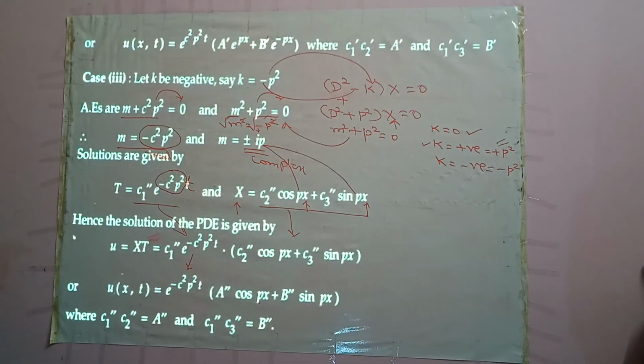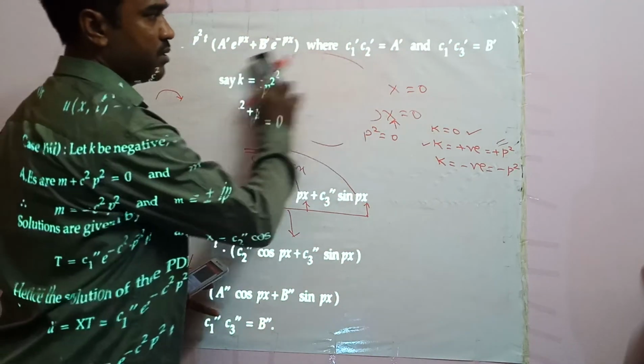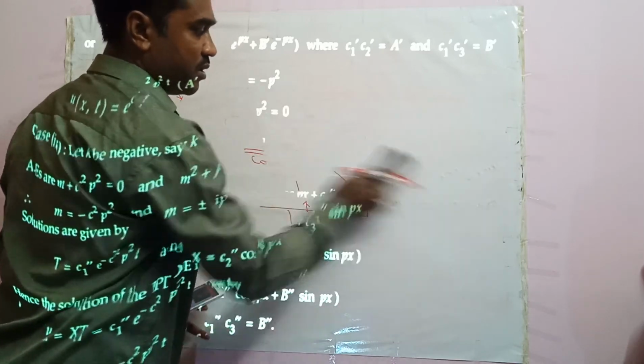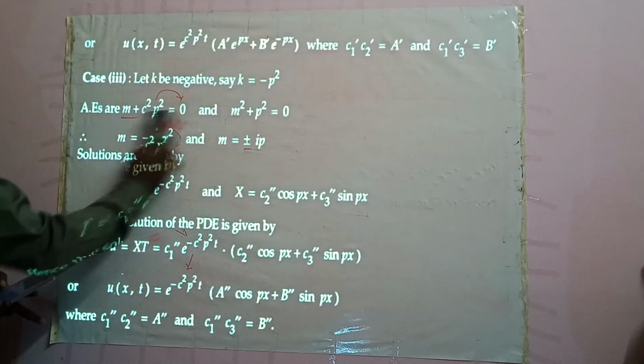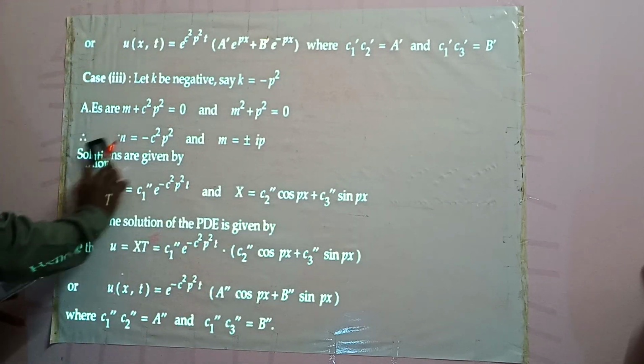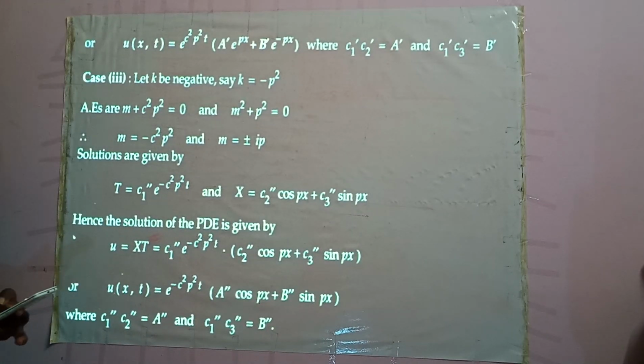So we have completed all possible solutions of the one-dimensional heat equation by the method of separation of variables. By the method of separation of variables, we found all possible solutions of the one-dimensional heat equation as well.